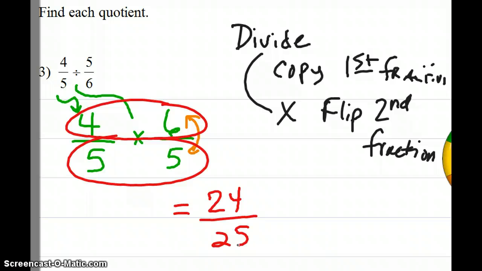So that one looked pretty simple, but again, your key to this is changing division to multiplication. And when you do that, you always take the reciprocal of the second fraction. So make those notes clear. When I go to the mixed fraction practice, we'll go from there.